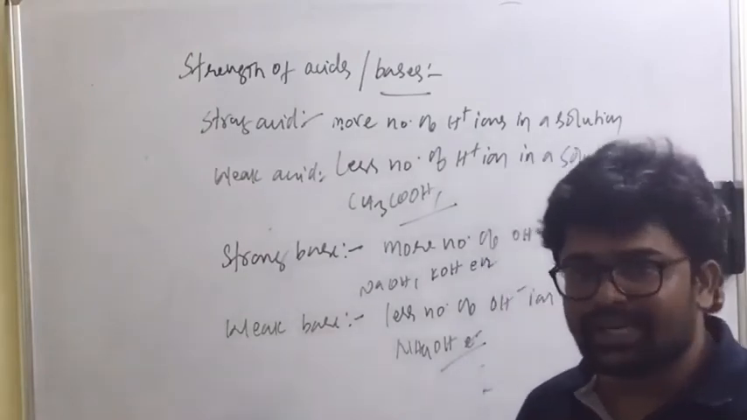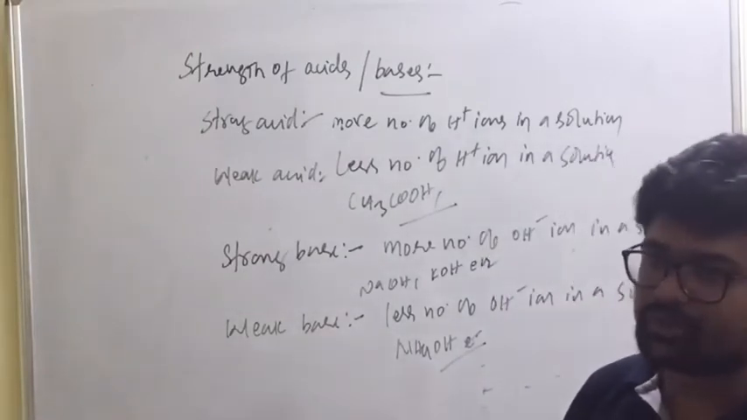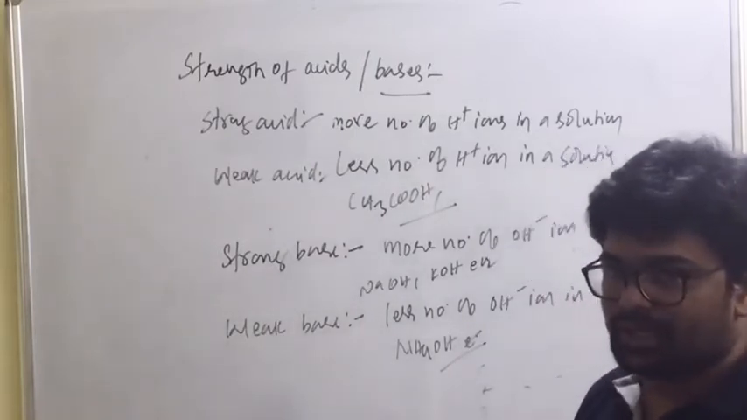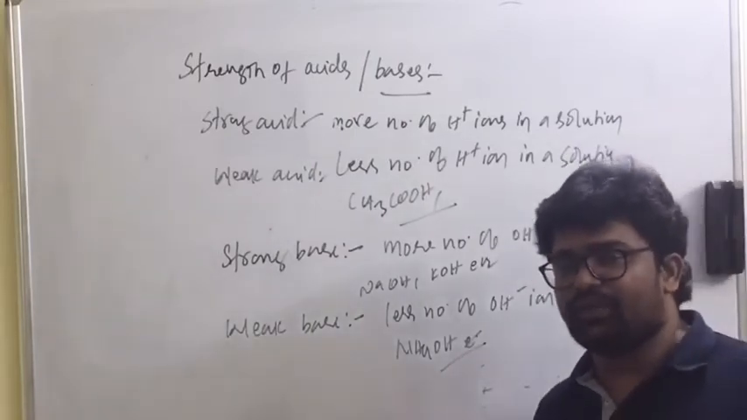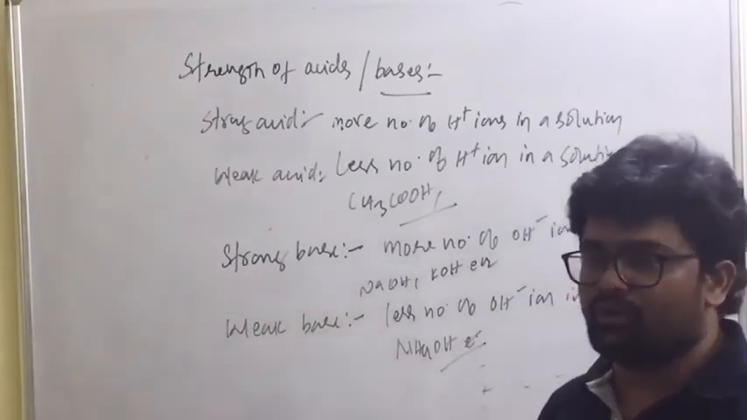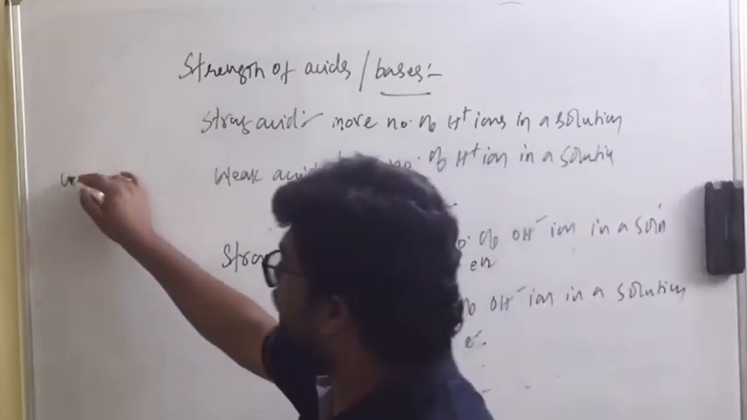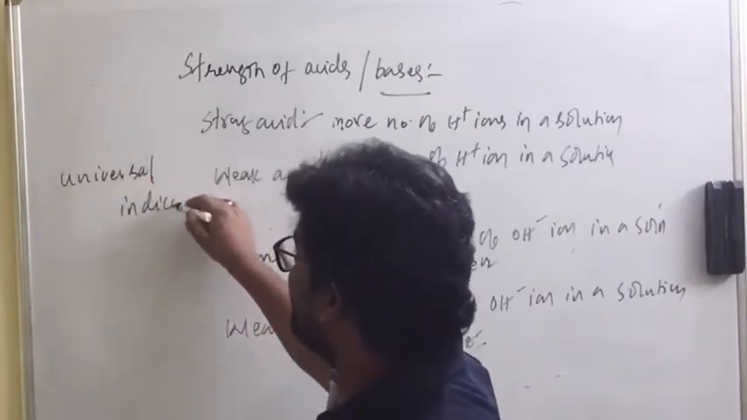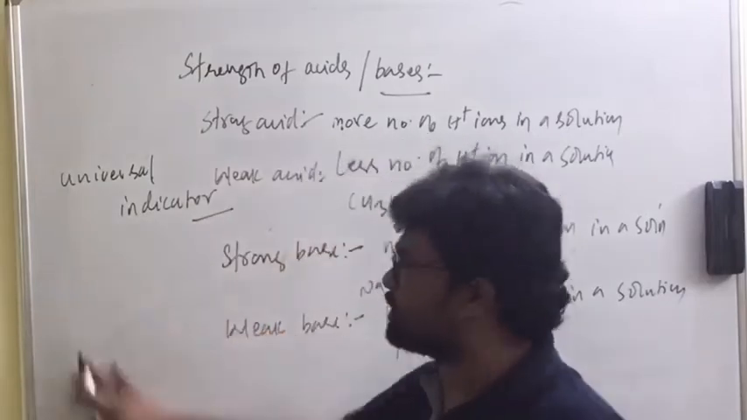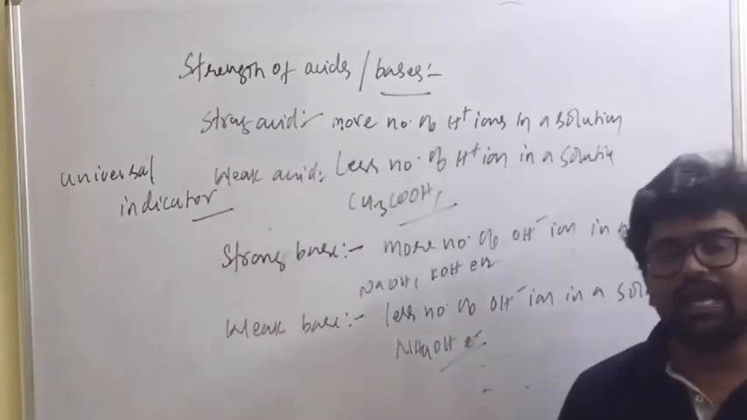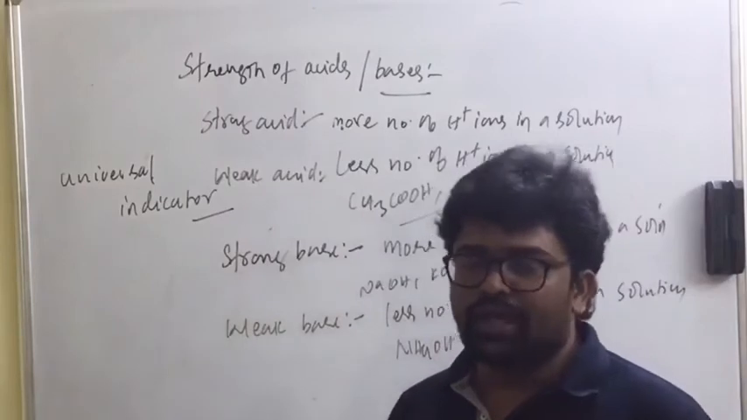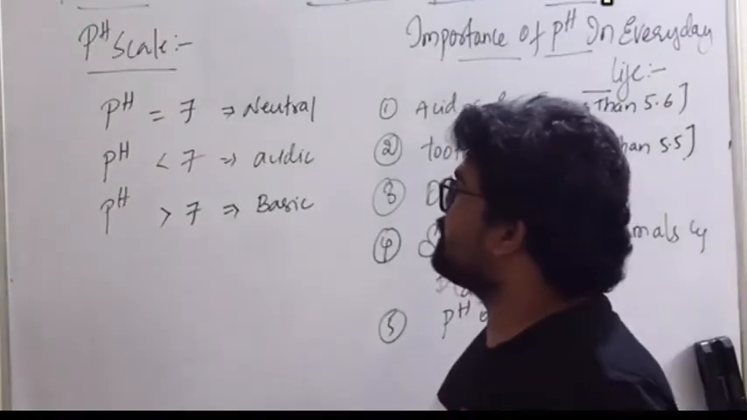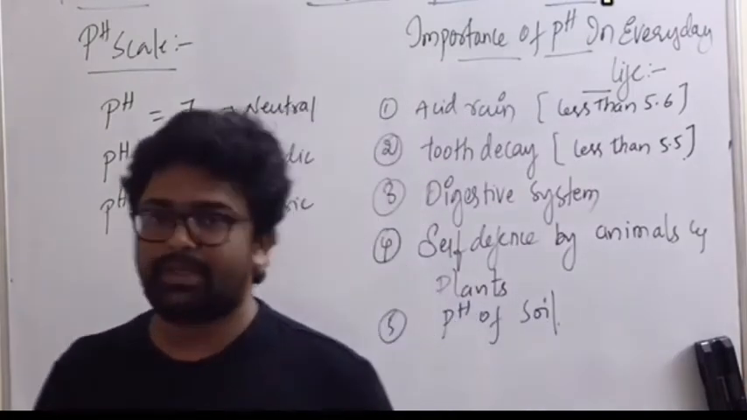So how do we decide the relative strength of these acids and bases? Presence of the ions H plus and OH minus. So to find whether the given solution is acidic, strongly acidic or weakly acidic, strongly basic or weakly basic, we use an indicator called universal indicator. This is a combination of different types of indicators, we call it universal indicator. With the help of this universal indicator, we can know the relative strength of acids and bases. Now let us study the next part of this chapter.